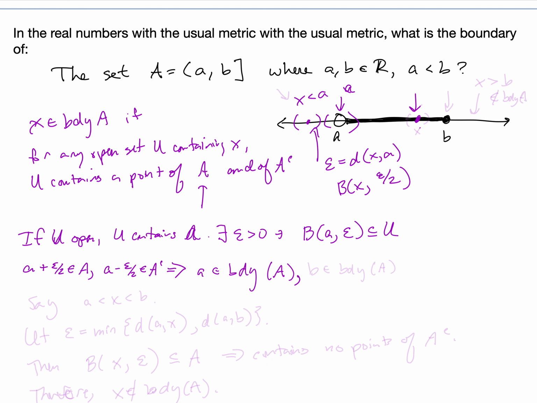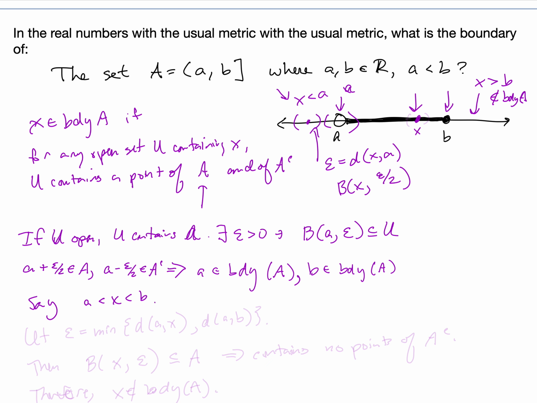Now let's look at B. We see that B would similarly be in the boundary of A for the same reason. B is in the boundary of A. We could use the exact same logic. Points larger than B, x greater than B, would not be in the boundary of A, again by the same logic as what we saw over here. So that would not be in the boundary of A. And lastly, what if we have some point between A and B? So say A is less than x, which is less than B.